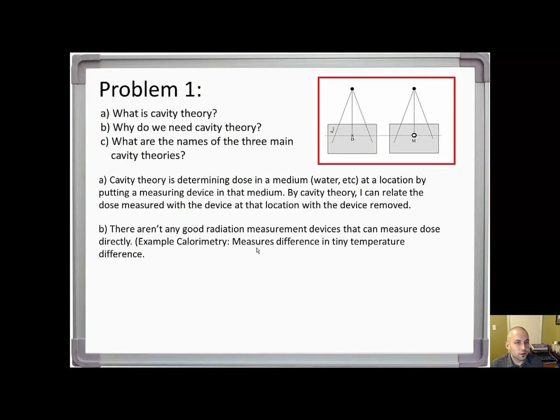So moving on to part C, what are the names of the 3 main cavity theories? So we have Bragg-Gray, Spencer-Attix, and Burlin cavity theory.